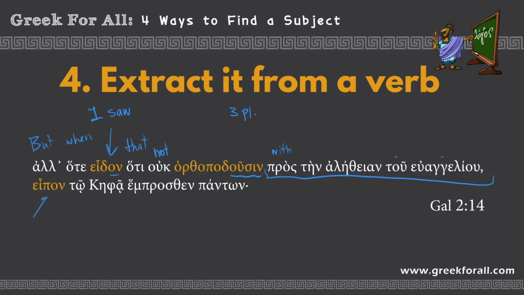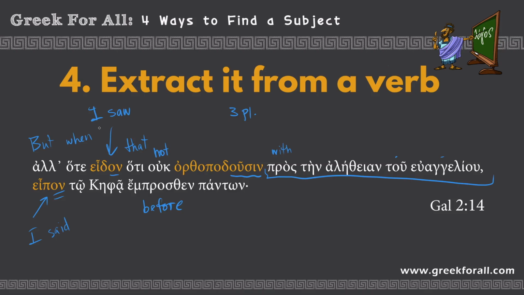Okay, eipon, another second aorist. We can see the same ending as here. So I said, to Kepha, to Peter, emprosthen, an improper preposition, which means before everyone. So here we have three verbs. In this sentence, there are no nominative case words, so there is no explicitly written subject. So in this situation, we extract the subject from the verbs, and here we have three of such verbs.